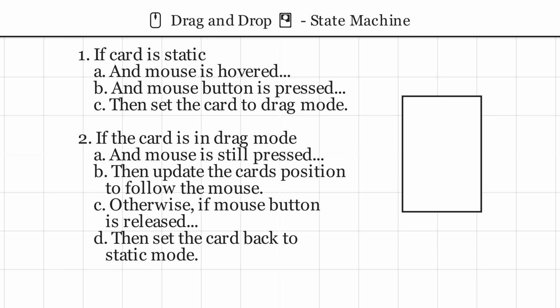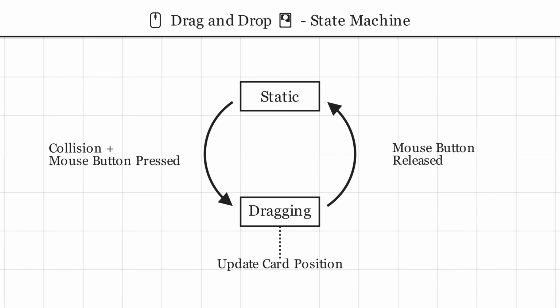Otherwise, if the mouse's button is released, then we go back to static mode where the card does nothing. Another way to think about this that may be a little easier is a state machine. Looking at this, we have two states, static and dragging. There will be a trigger to move from static to dragging if there is a mouse hovering over the card, which we'll call a collision, and if the mouse button is pressed down. Once we are in the dragging state, the card's position will be updated, and then there is another trigger to move from dragging back to static if the mouse button is released.